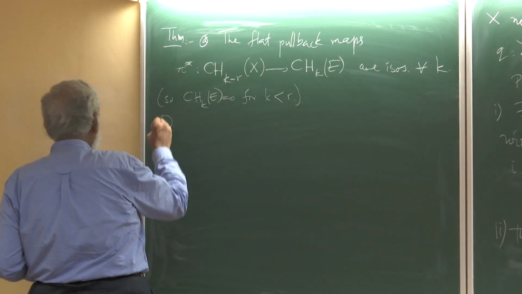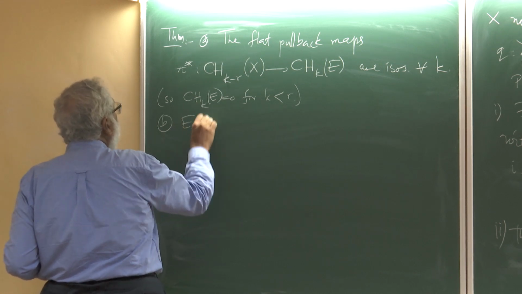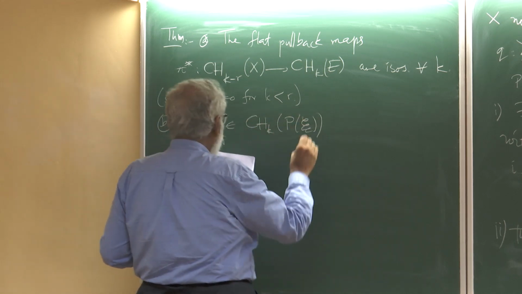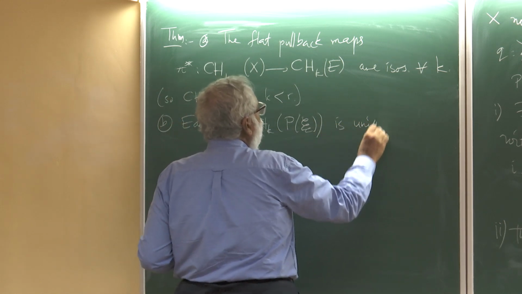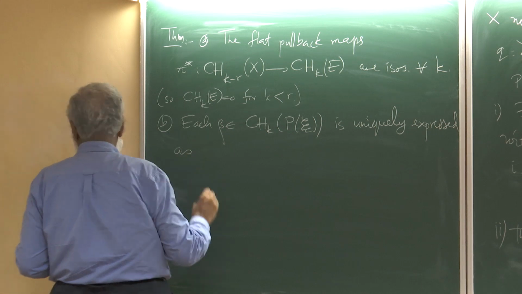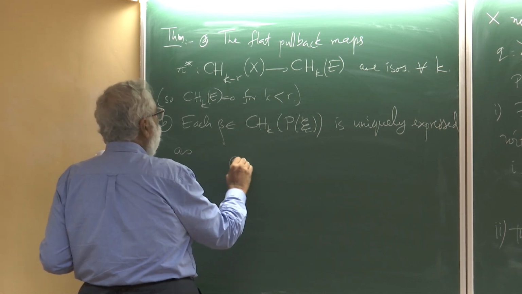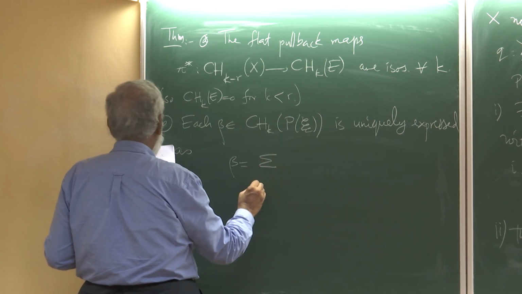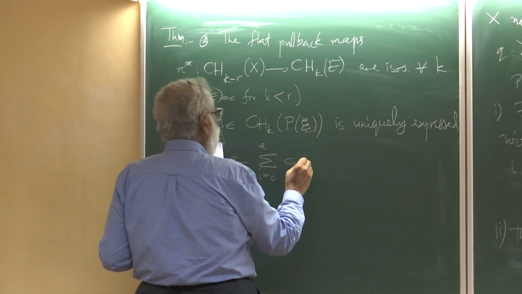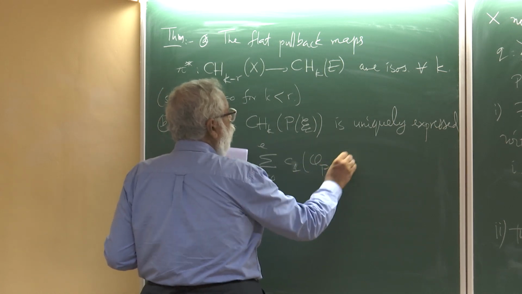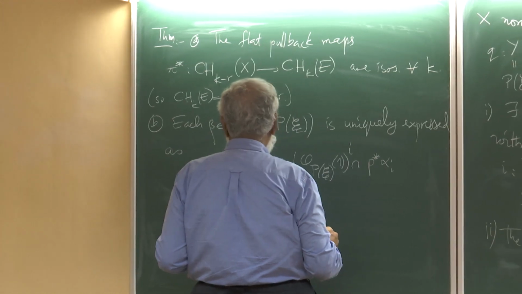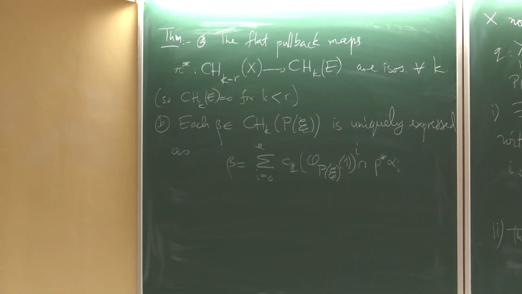And second, I need a version of the projective bundle formula. Each beta in Chow k of PE is uniquely expressible as beta equals the sum, i equals 0 to e, of C1 of O PE of 1 to the i cap P upper star alpha i. Now I've changed the notation. Pi was something else. P is this map, the projective bundle map.